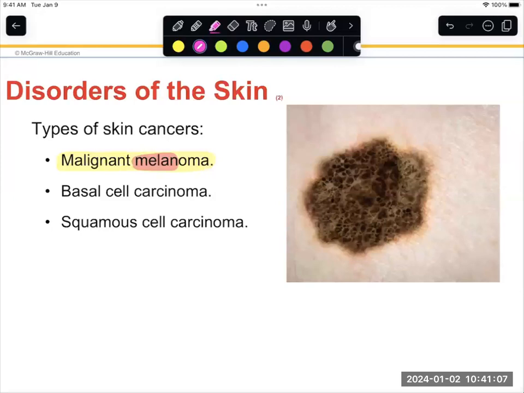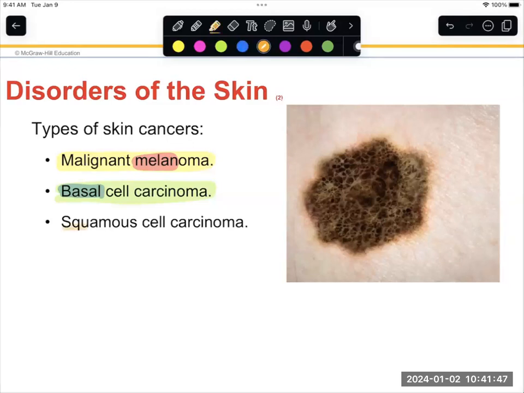Exposure to sunlight, tanning beds, overexposure can cause malignant melanoma. There are other types of skin cancers here. We have basal cell carcinoma, which comes from that basal or bottom layer of cells in the epidermis. This is the most common type of skin cancer. It's the least dangerous, and it does not metastasize, which is why it's not as dangerous.